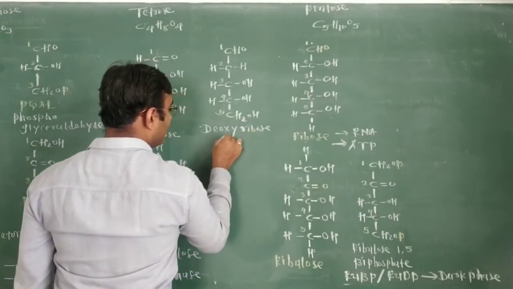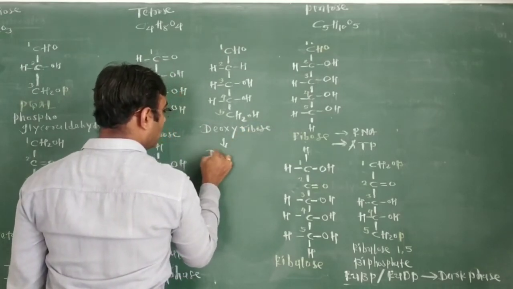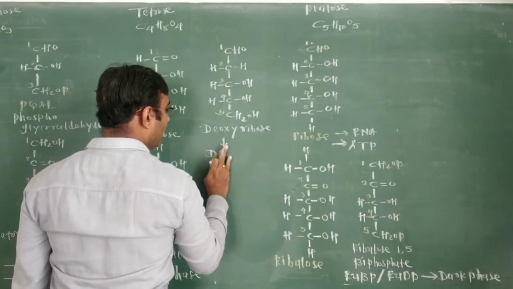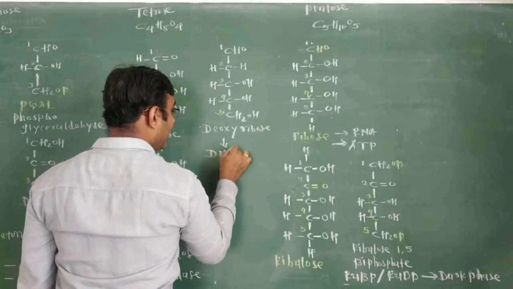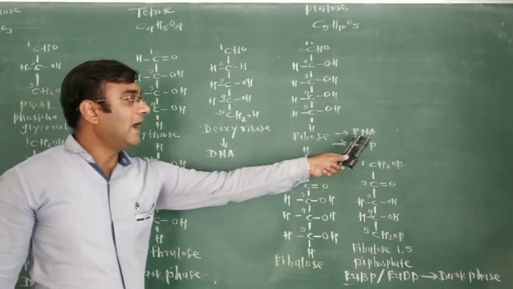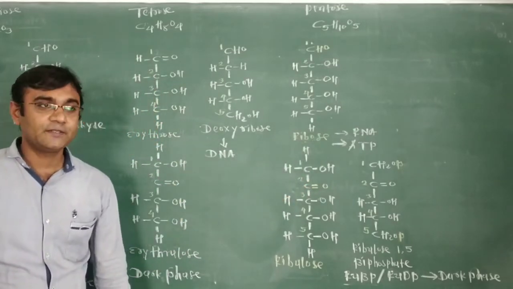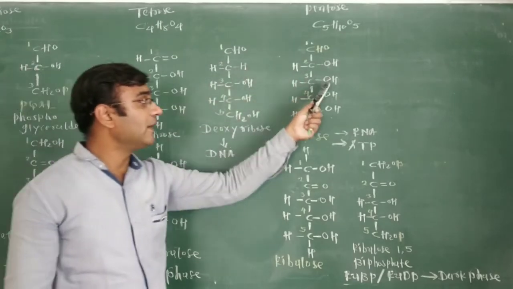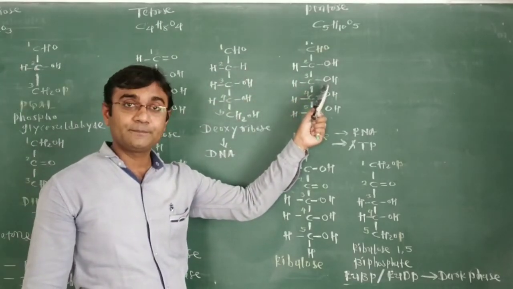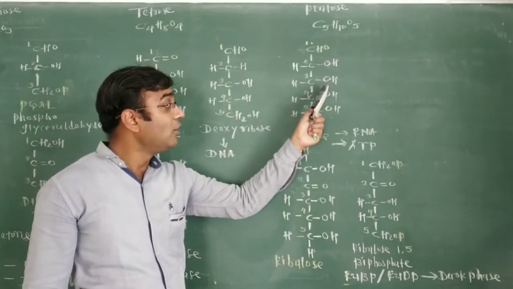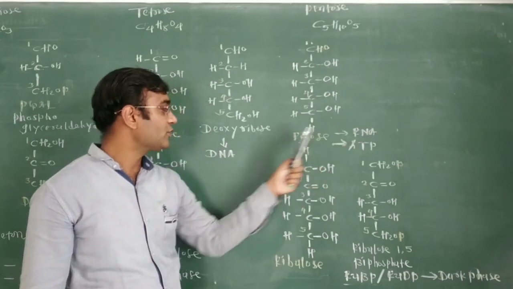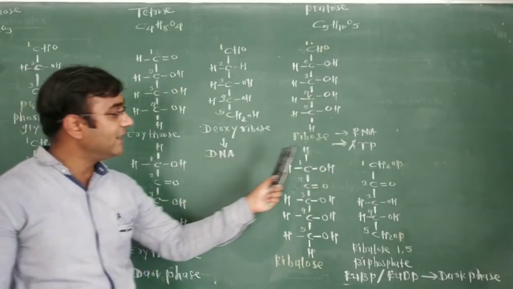And deoxyribose is present in the structure of deoxyribonucleic acid. In RNA, ribose is present; in DNA, deoxyribose is present. So pentose sugar, especially aldopentose sugar, is present in the structure of nucleic acid as well as ATP.